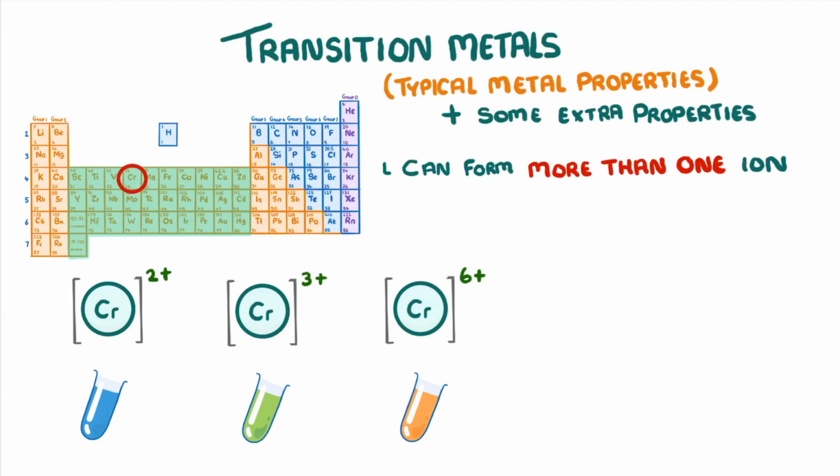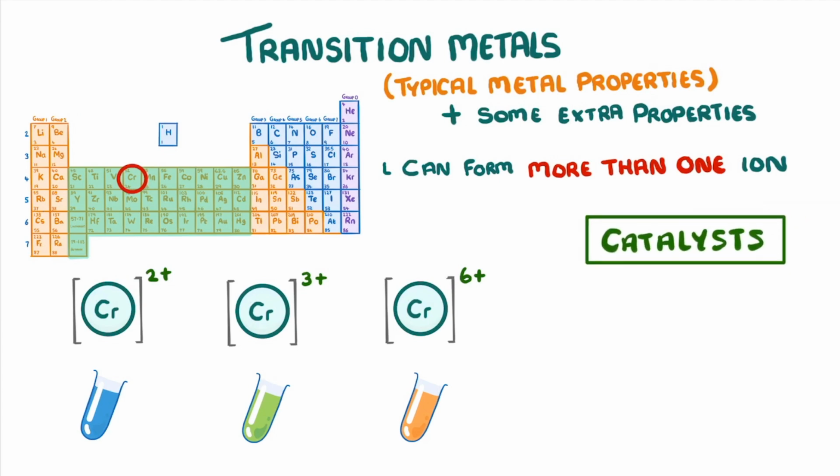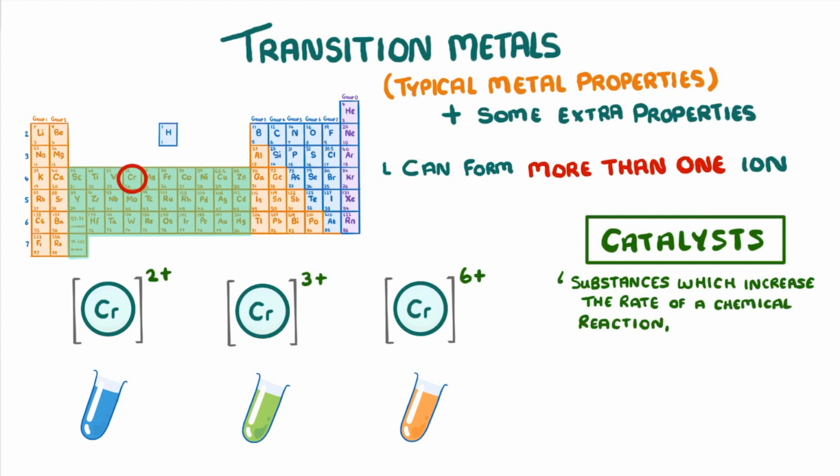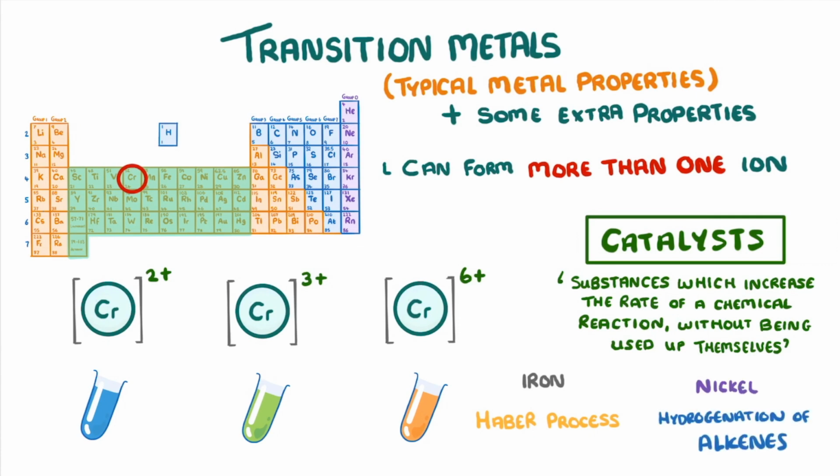The most important practical feature of transition metals, though, is that they make very good catalysts, which is an important term to remember. We can describe a catalyst as a substance which increases the rate of a chemical reaction without being used up itself. For example, you'll see later in the course that iron is an important catalyst in the Haber process, which we use to make ammonia, while nickel is used in the hydrogenation of alkenes, which we use to make margarine.